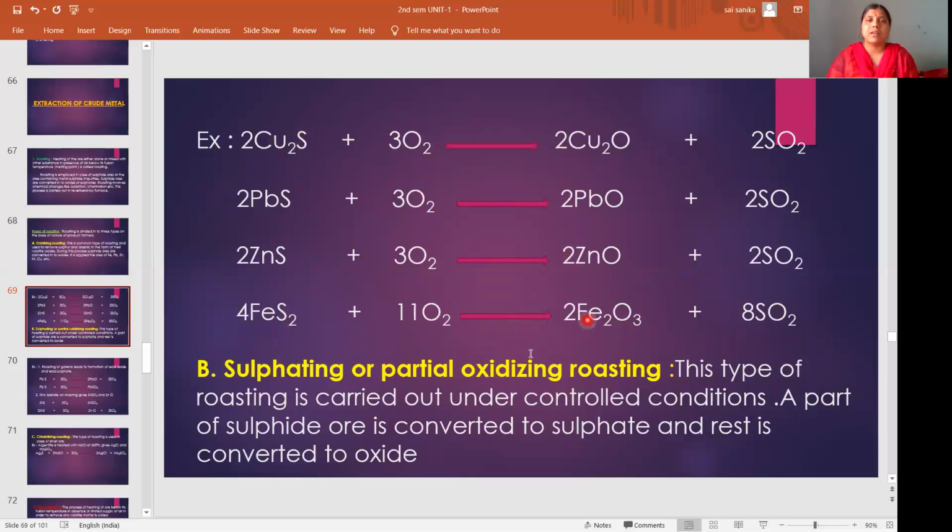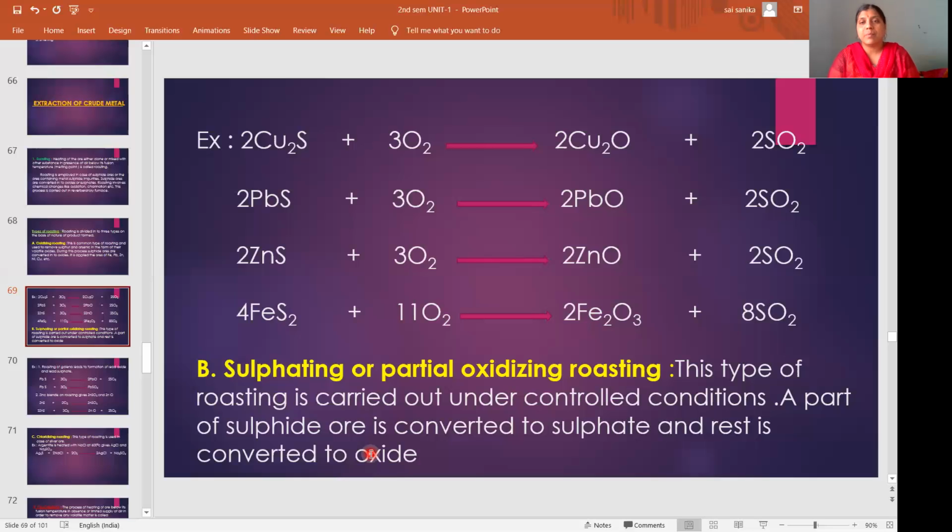And the second one is sulfating or partial oxidizing roasting. This type of roasting is carried out under controlled conditions. A part of the sulfide ore is converted into sulfate and the rest is converted into oxide. Some of the sulfide ore is converted into sulfate ore and the rest is converted into oxide ore. So in the first one, what is happening? The total sulfide ore is converting into oxide ore.